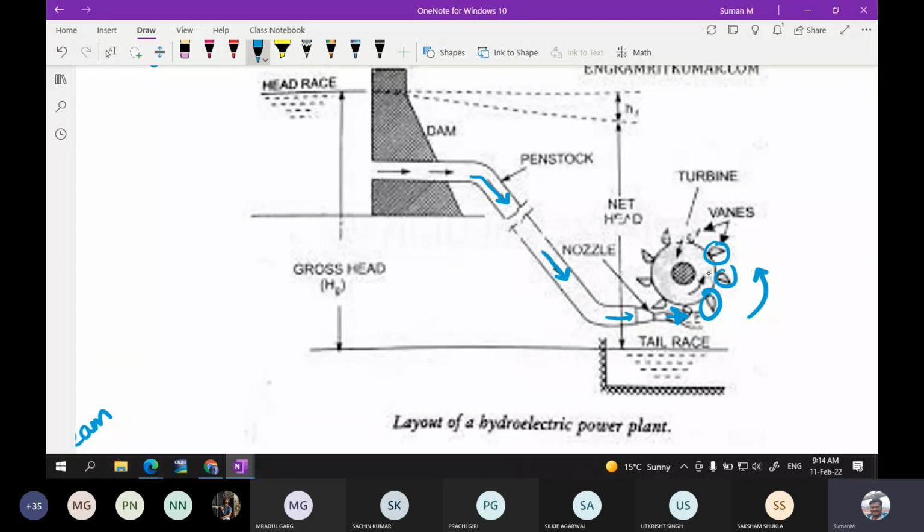So then what will happen? This is coupled to a shaft. That shaft will be connected with the generator. The generator will be here, so the generator rotor will be connected to the shaft. So whenever this turbine rotates, the generator rotor will rotate. Then we will be generating power.